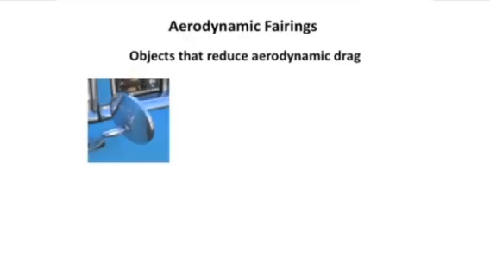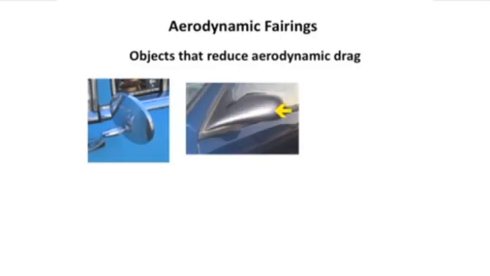Aerodynamic fairings are objects that reduce aerodynamic drag. Now, fairings are all around us, but we probably don't know them for what we're seeing, but they're there. This is a picture of a mirror from a 1957 Chevy. It's not easy to find a non-aerodynamic mirror like that, because all car mirrors now look like this. All of them have a fairing in front of them to improve the flow of air over the mirror.